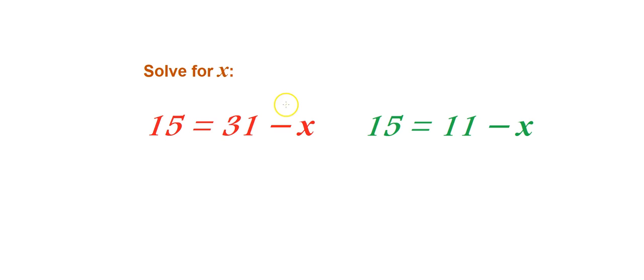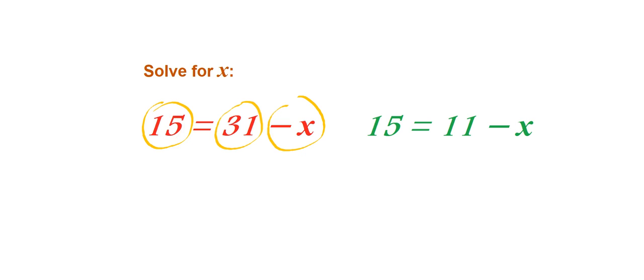So let's go about solving it. First of all, it's a good idea just to recognize what the different terms are. In this case, we've got minus x on this side, we've got a positive 31 on the right-hand side as well. And on the left-hand side, we've got a positive 15.